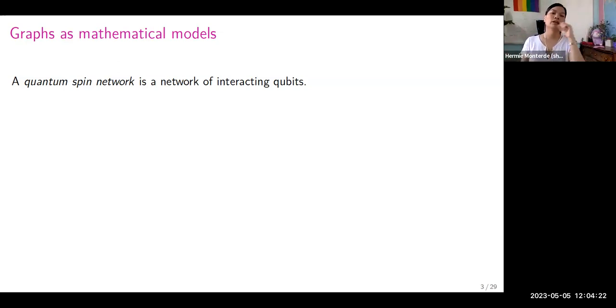Well, in physics, they have this thing called a quantum spin network, and a quantum spin network really is just a network of interacting qubits. It might sound a bit technical, but a qubit just refers to a particle, usually a subatomic particle, so it could be electrons, bosons, photons, etc. In our case, we don't really care about that. We just call them all qubits.